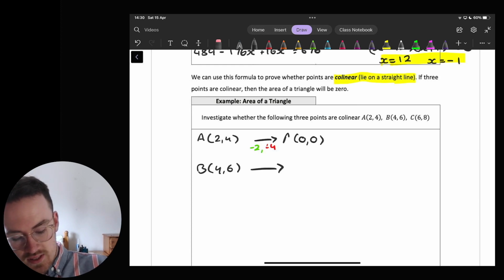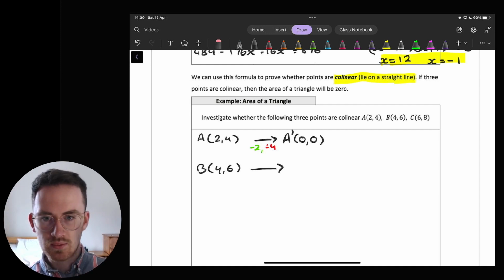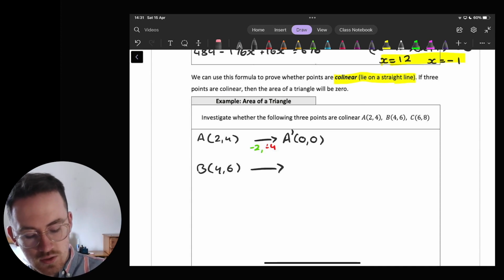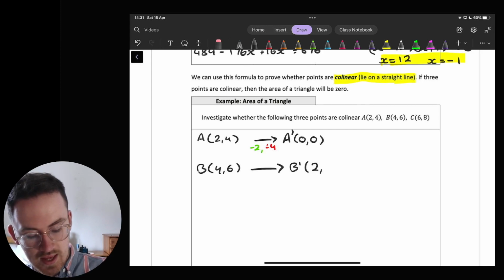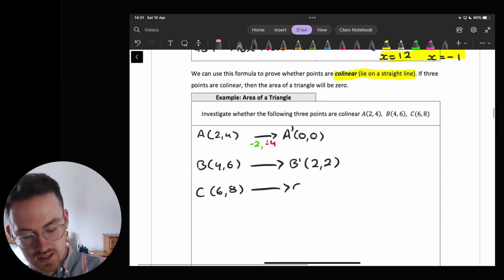Sometimes you'll see people use A dash for the translated points, and that's something we will come across later as well, but sometimes that can be helpful to distinguish the points themselves. So applying the same idea here and getting B dash, I suppose, 2, 2, and the same thing with C then, 6, 8. And again, applying the same translation, -2 gives me 4, -4 gives me 4 as well.